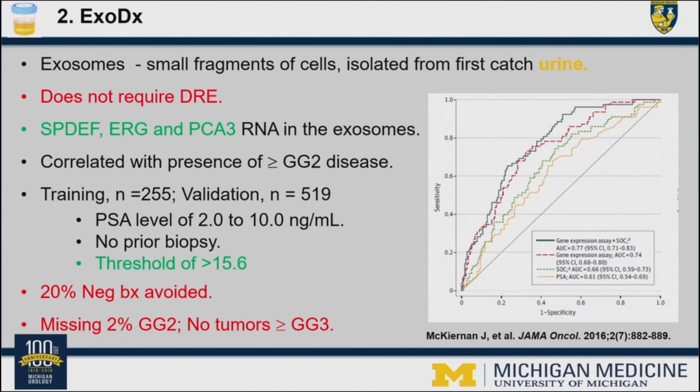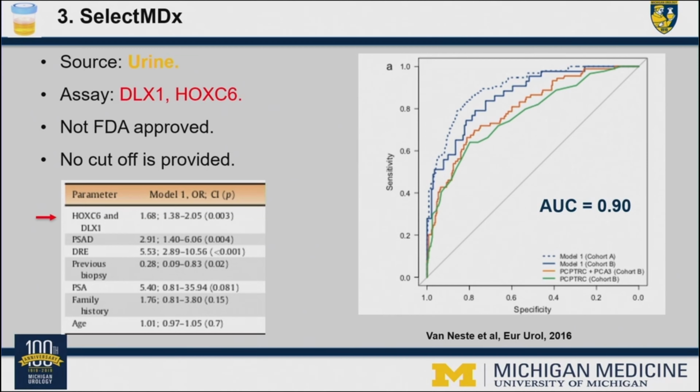The third one is Select MDX. This combines DLX1 and HOXA6 in addition to clinical variables, and the goal is to improve the detection of grade group 2 prostate cancer. And the interesting finding here is an area under curve of 0.9.